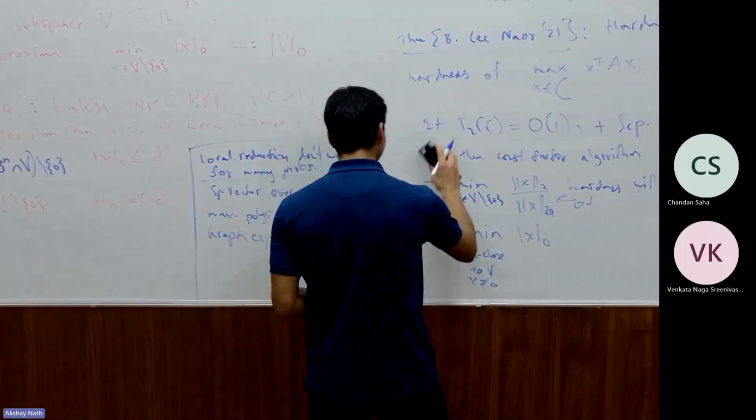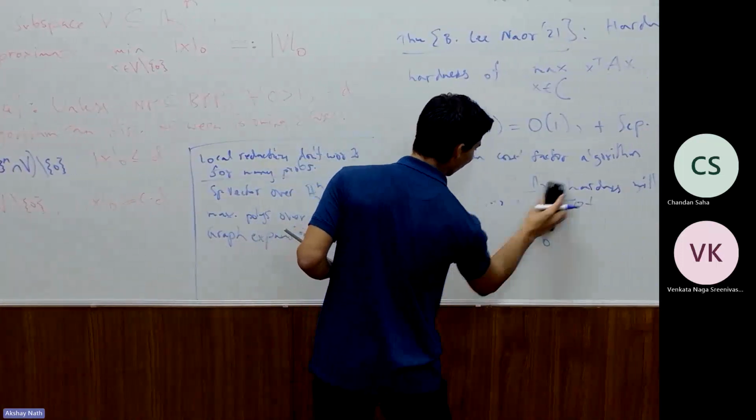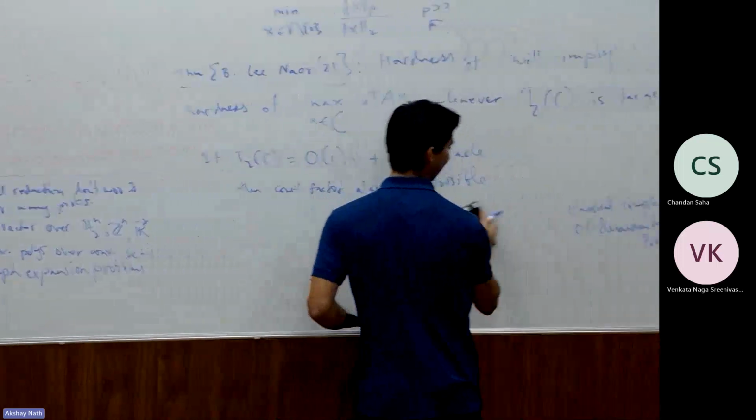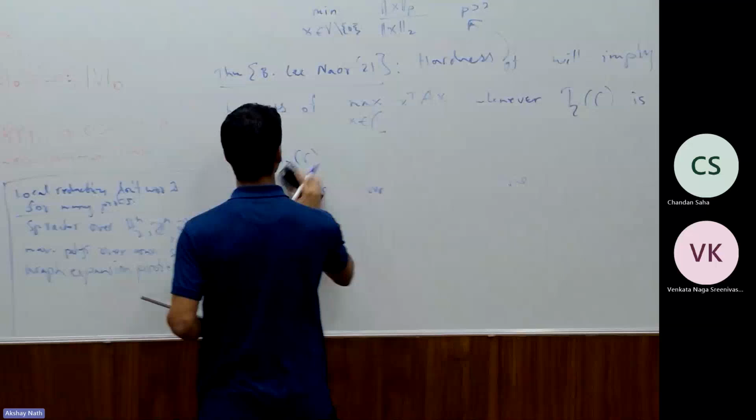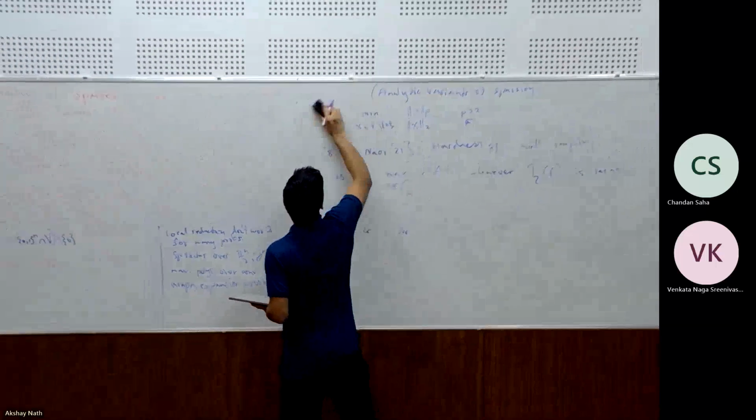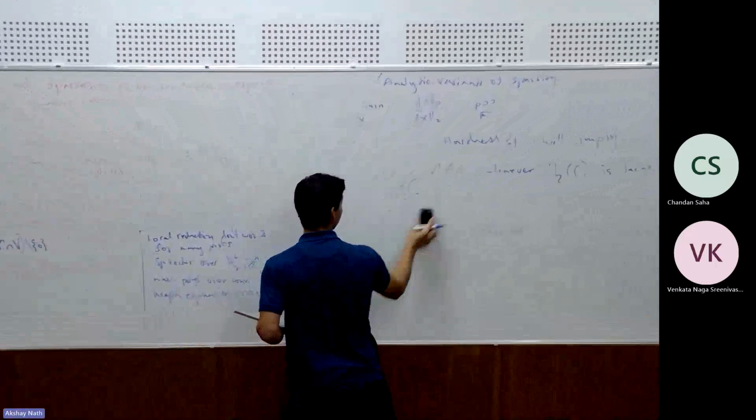Great. Okay. So with that, let's get to an overview of hardness results over finite fields and over the integers. And we can finally get to the reduction.